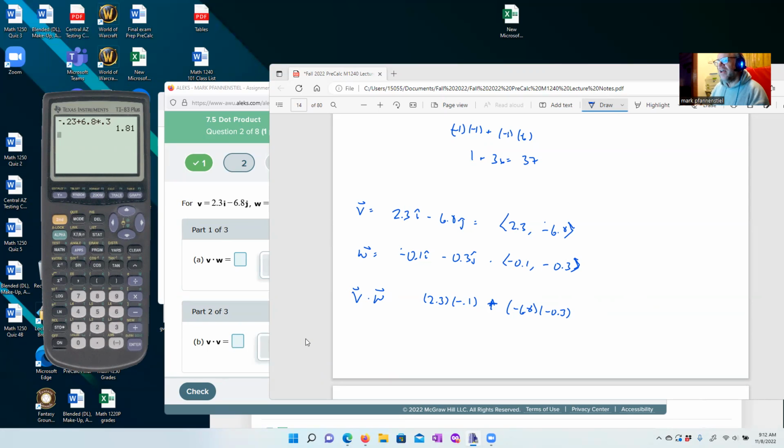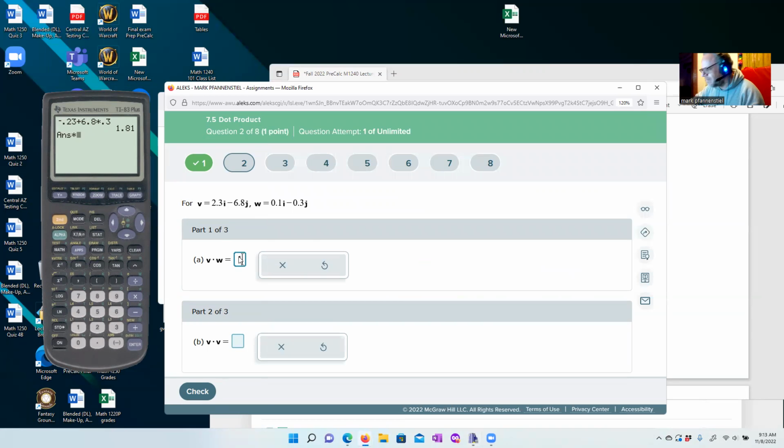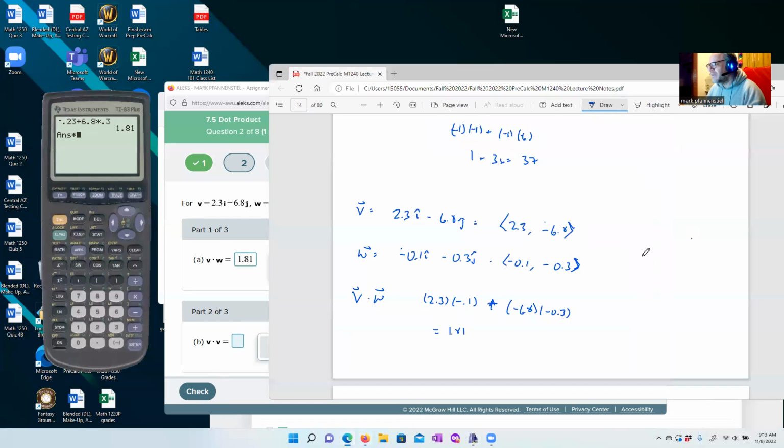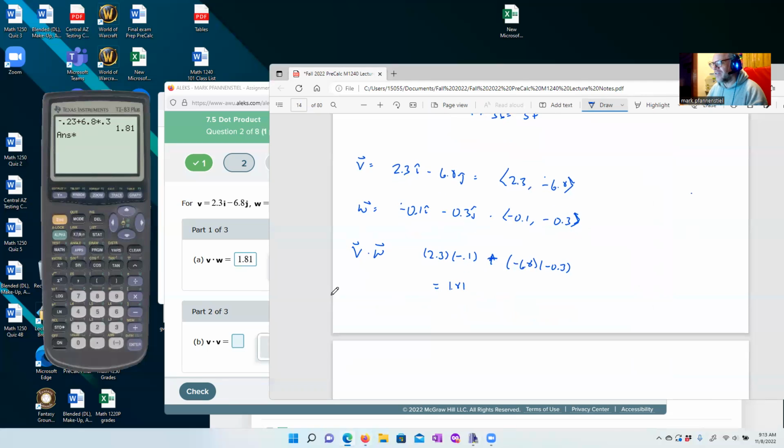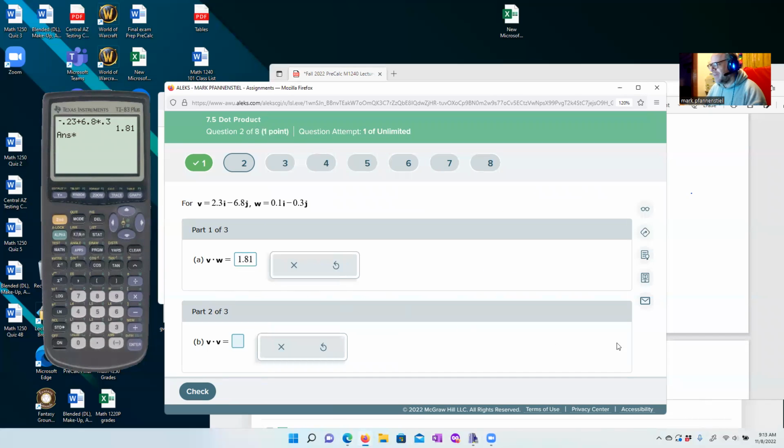We'll just say answer. And we end up with, again, a scalar product, a scalar value of 1.81. Let's type that in. So we end up with 1.81. Is it possible for it to be negative? Sure. It's not a vector anymore. It's a scalar. That's how you spell it, S-C-A-L-A-R, scalar.